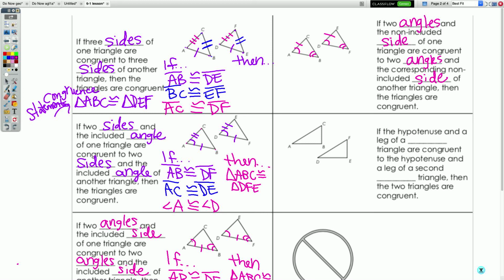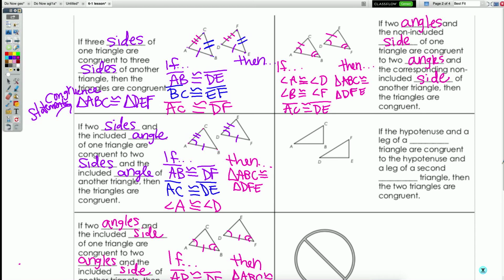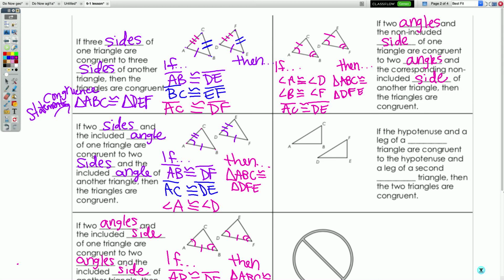So I already see some people listing out their criteria. Please list out your side and your two angles that are congruent. I'll pause for a second while you do that. All right, so double check that you got the same answers as me on that one, and we're moving on to our last one, which is hypotenuse leg.